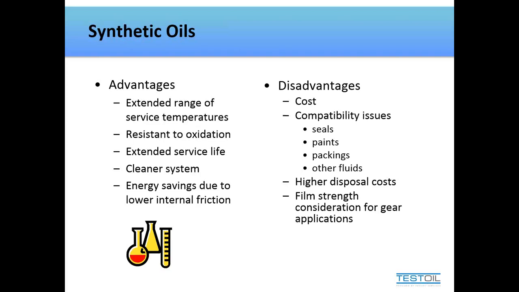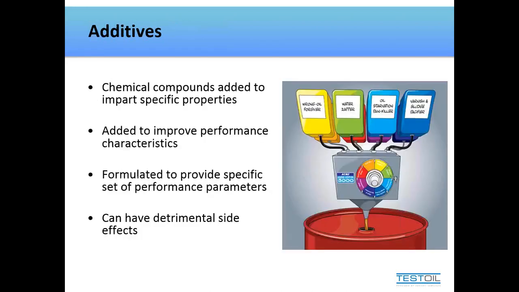But for the most part, synthetics now, you can pretty much use in a wide range of equipment. Now the additives. These are chemical compounds added to get specific properties. And we'll get into the additives and what kind of properties they will give you in a little bit. These are added to improve performance characteristics. These are formulated to provide specific set of performance parameters. And these also can have detrimental side effects.